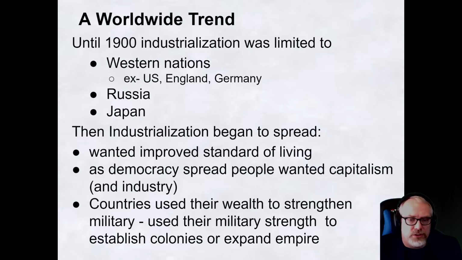They want industry. So countries are going to use their wealth to do things like strengthen their military, and then they would use their military strength to establish colonies and expand empires. This is done in the United States. This is done in Russia. This is done by Germany. This is definitely done by Japan. So there's a process. You industrialize. You use that industrialization to militarize. Then you use that militarization to expand or colonize.